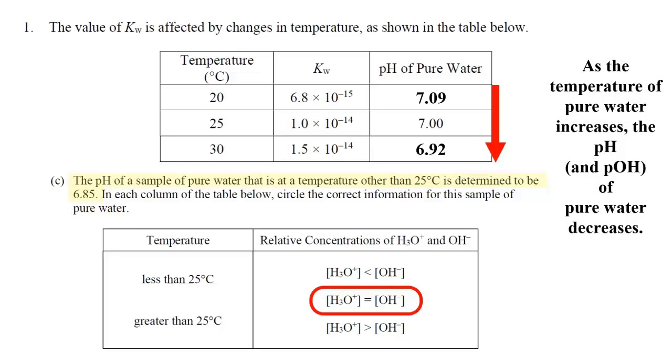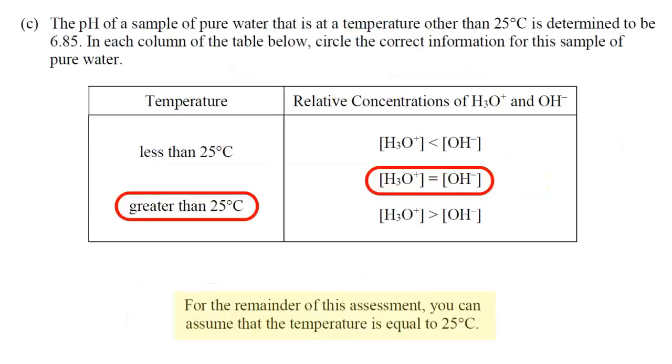So therefore, if the temperature of pure water is increasing and the pH goes from 7.09 to 7.00 to 6.92, then at 6.85 for the pH, we can assume that the temperature is even higher than 30 degrees Celsius. So we can select greater than 25 degrees Celsius for this particular sample of pure water in part C. Hopefully that makes sense. Before we move on to question 2 in this packet, I'll just remind you that for the remainder of this assessment, you can assume that the temperature is equal to 25 degrees Celsius.